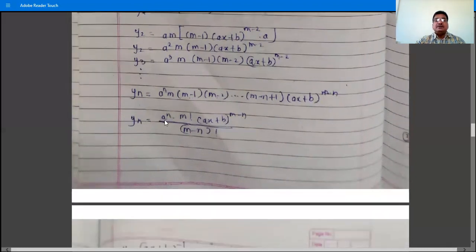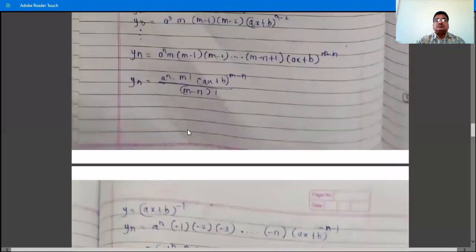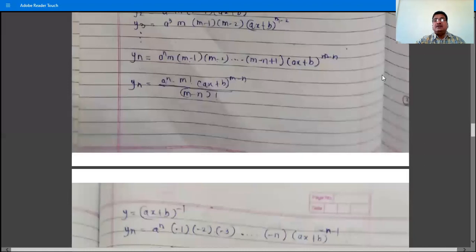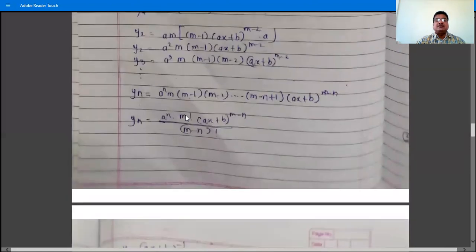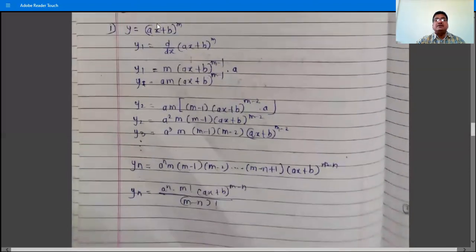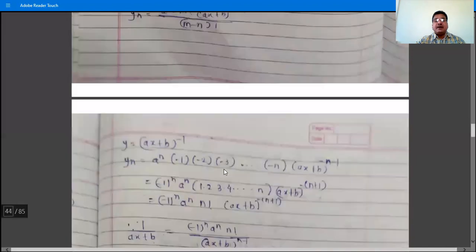And the simplification is a raised to n m (m minus 1)(m minus 2)...(m minus n plus 1)(ax plus b) raised to m minus n. So write this as the last step. Don't write the earlier step as the last step. Then (ax plus b) raised to minus 1: the nth derivative of (ax plus b) raised to minus 1, just substitute m as minus 1.